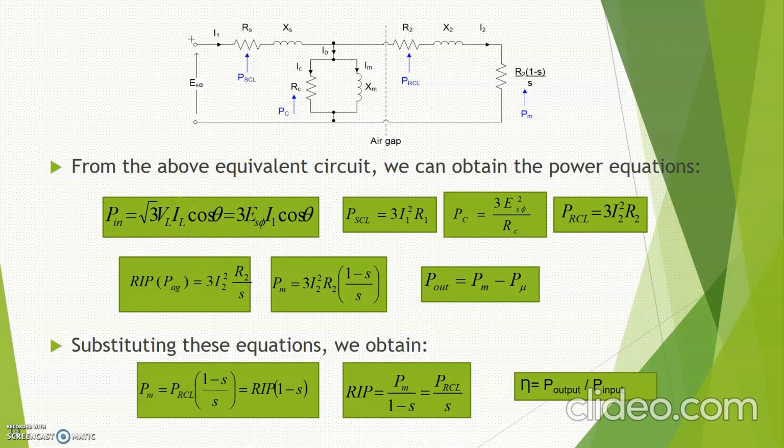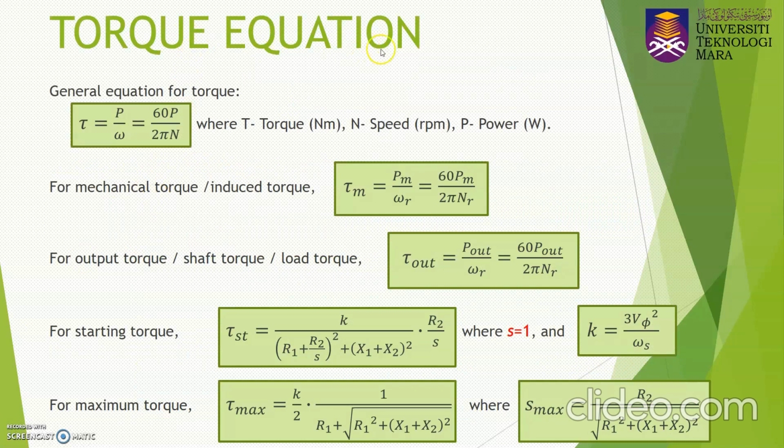Next, for the torque equation, the general equation for the torque is torque equal to power divided by omega. Or you can further simplify it as 60 multiplied with power divided by 2 pi n, where n is your speed, and P is your power in terms of watt.